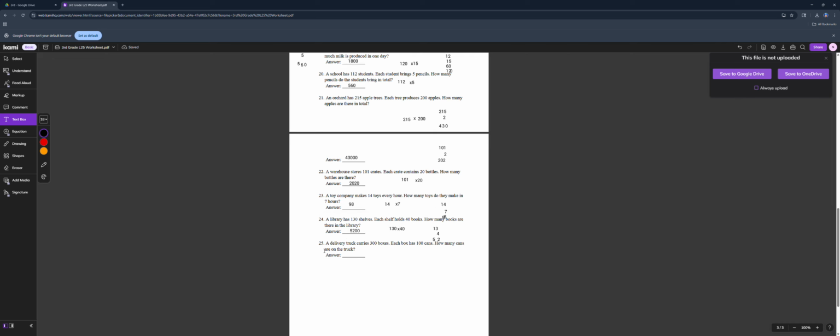Then number 25, a delivery truck carries 300 boxes, and each box has 100 cans. How many cans are in the truck? This is just 300 times 100. And for this, you could just add the 2 zeros from the 100 to the 300, so you get 30,000.